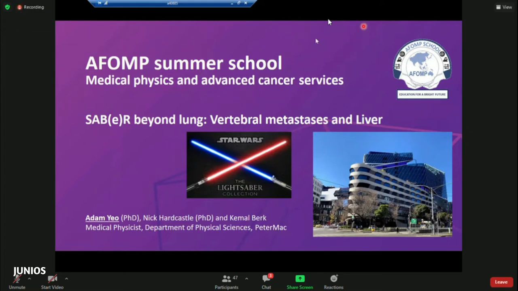Okay, thank you. So I'll start the body part. You probably remember the lightsaber, the hero of the world. So I keep referring to the SABR technique as a saber. We're talking about something more than lung, and especially we focus on the vertebra and the liver. A number of our colleagues contributed, so it's not my own work, it's the collective work from our group.